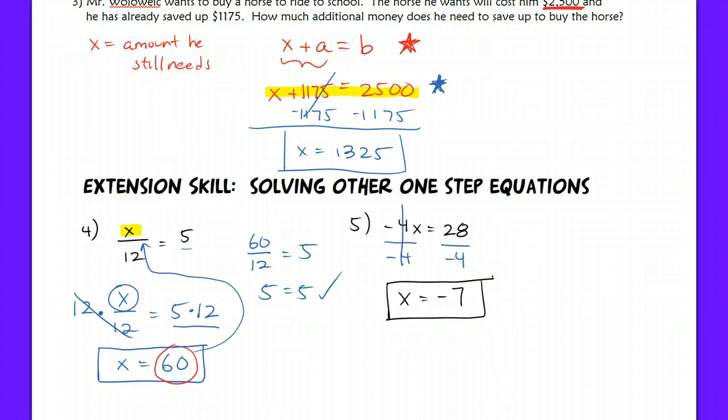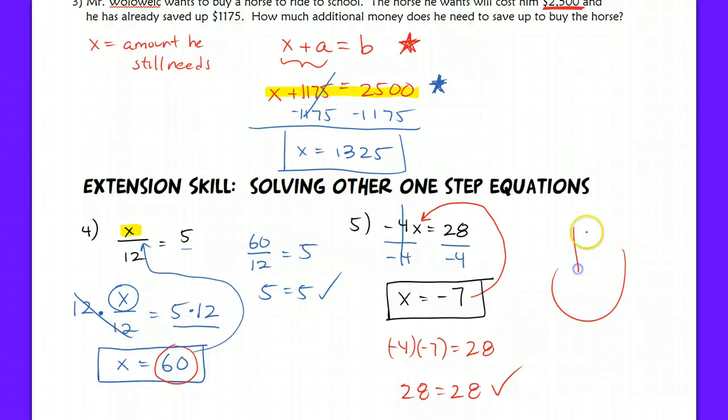This would be my final answer here, and I want to just double check this again. So don't just write negative 7, write x equals negative 7, and let's double check our answer by plugging negative 7 back in to this original expression. So I have negative 4 times negative 7, does that equal 28? I do get a positive 28 equals 28, so this does check off, and that's how I know I got the question correct. Alright, nice job. Now get started on the skill sheets.